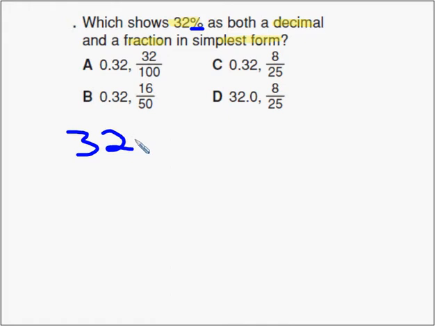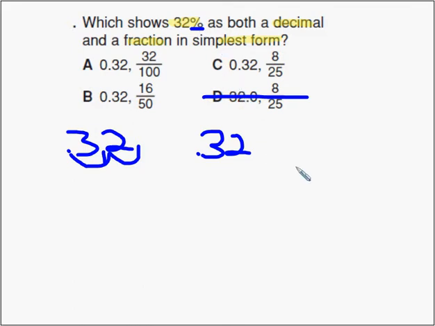So our little trick is just to move the decimal 2 places to the left, representing tenths and then hundredths. So 0.32, or 3 tenths and 2 hundredths, or 32 hundredths. So we can eliminate 32 as one of ours, and it can be either A, B, C, or D.